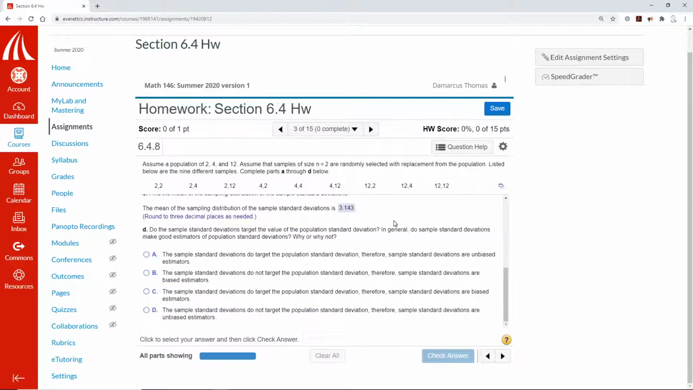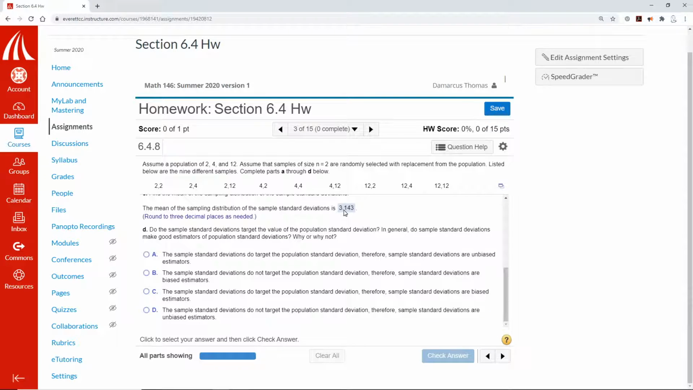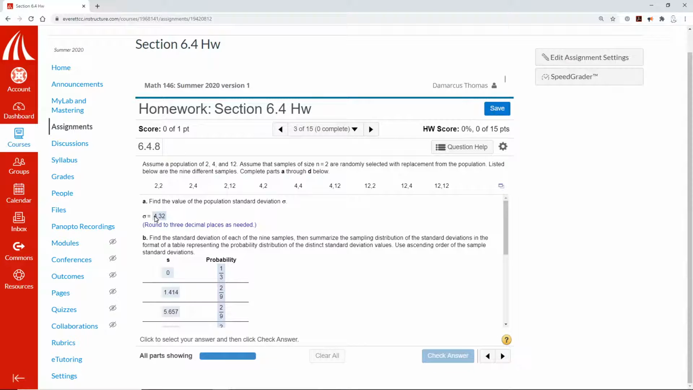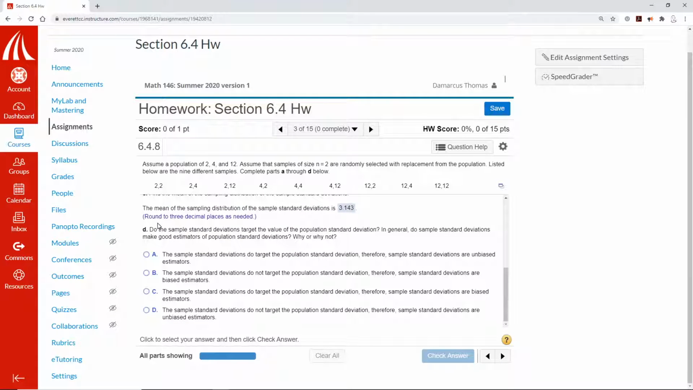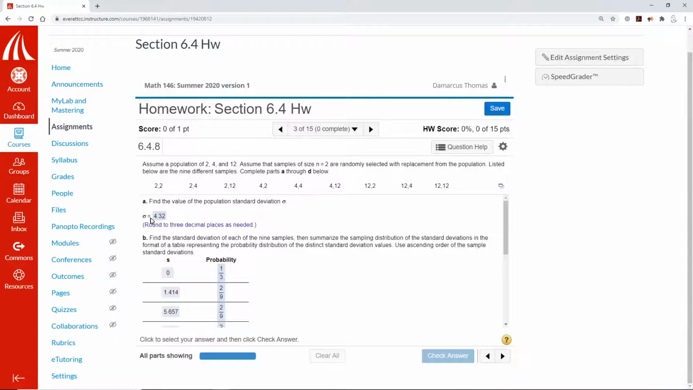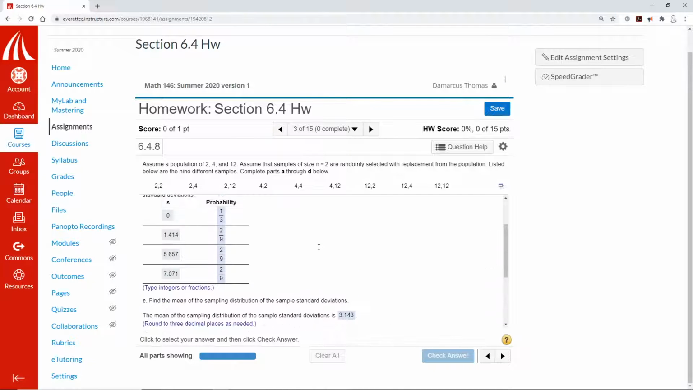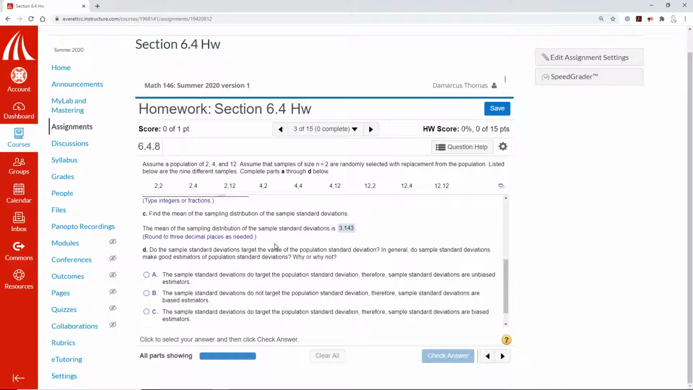Okay. And now the question is, does it match? Does it target it, like is 3.14 the same as 4.32? And the truth is it's not targeting it really, because if it was targeting it, it'd be very, very close to it. Now they are similar, they're kind of in the ballpark, but they're not exactly right. And they're not going to target it for a lot of different reasons. One of the reasons is because the conditions haven't been met. There are certain conditions that have to happen.